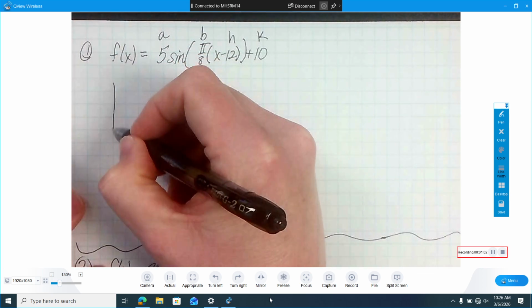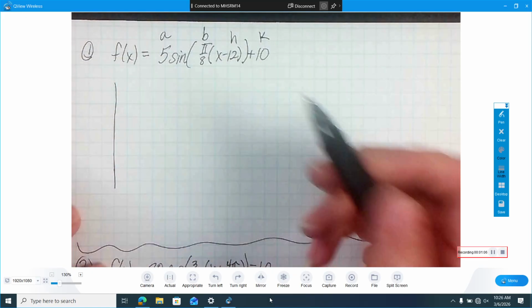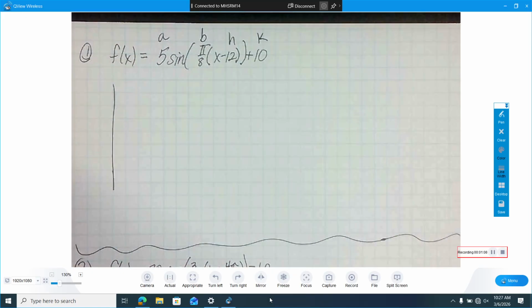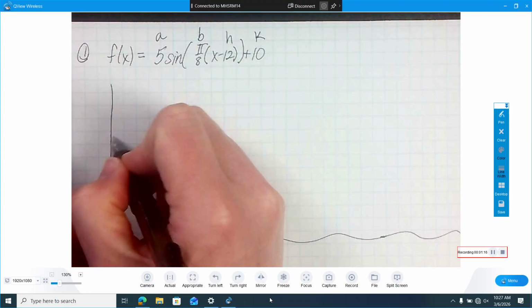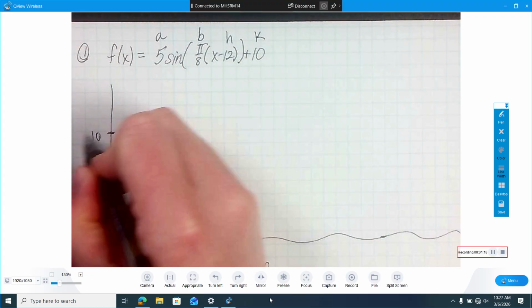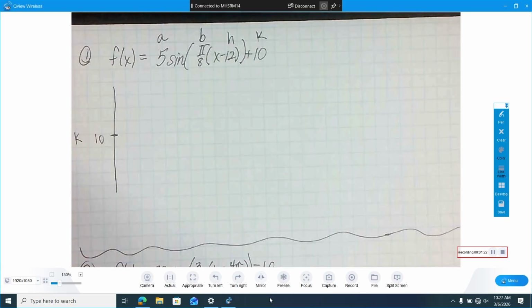We're going to graph our sort of vertical axis. And so this function has been shifted up 10. So our new center of our curve, our new midline is what I called it yesterday, starts here at, let's say, 10. So that is our k value. Whatever is on the end there is that k value.